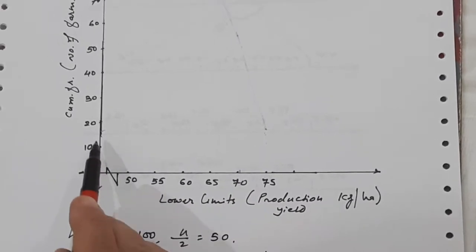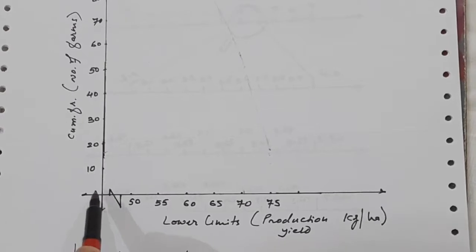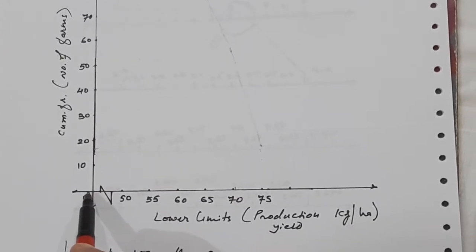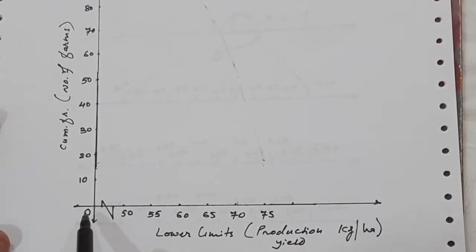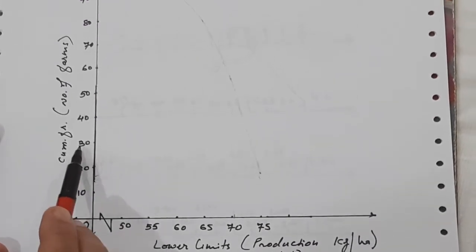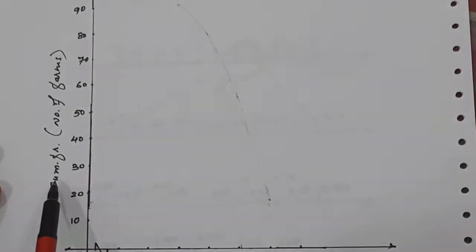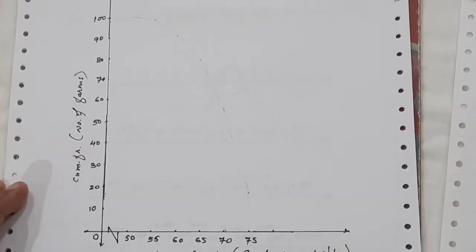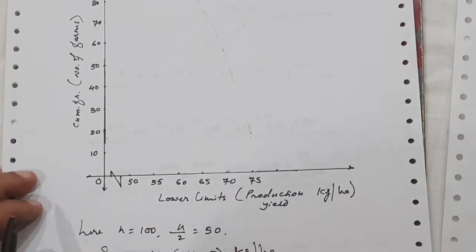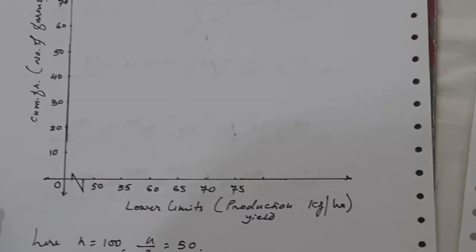There is no crank mark on the y-axis. We can also use a crank mark on the y-axis, but as we are starting from 0 on the y-axis, there is no crank mark here. So now 0, 10, 20, 30, these are the number of farms. So this is the cumulative frequency, number of farms, and on the x-axis the lower limits, production yield, kg per hectare. Now let us see how to plot.